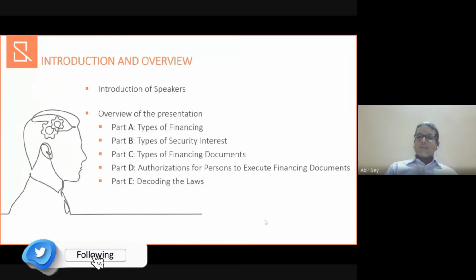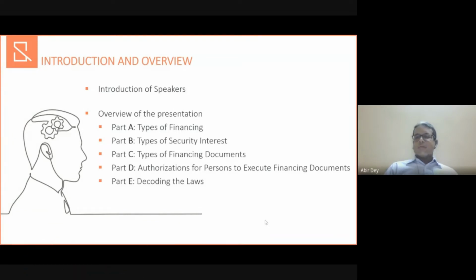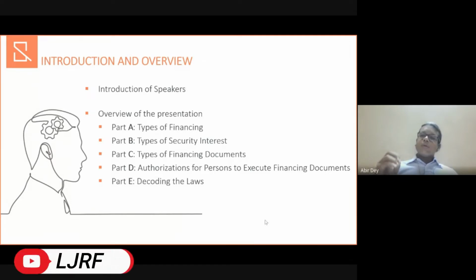Just to give you an example, when you go for a home loan, you mortgage your house, correct? When you go for some personal loan, you may be giving your FD rights or some general rights to secure that loan. So in any financing transaction, security is a very important aspect. So we are going to discuss the security interest aspect related to banking finance.